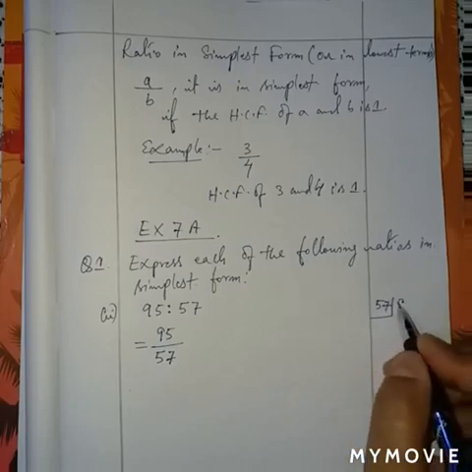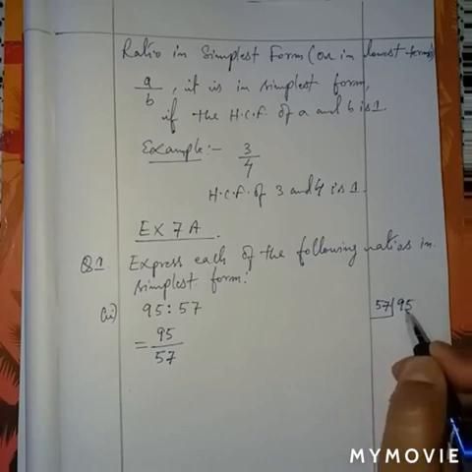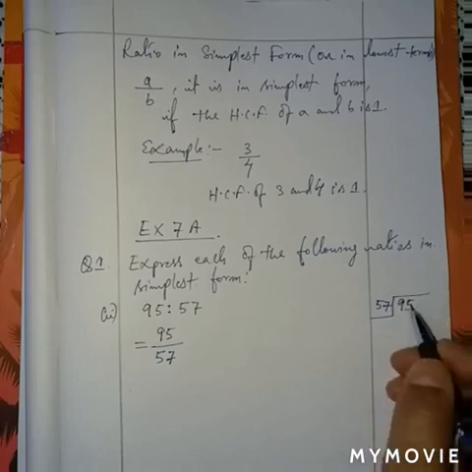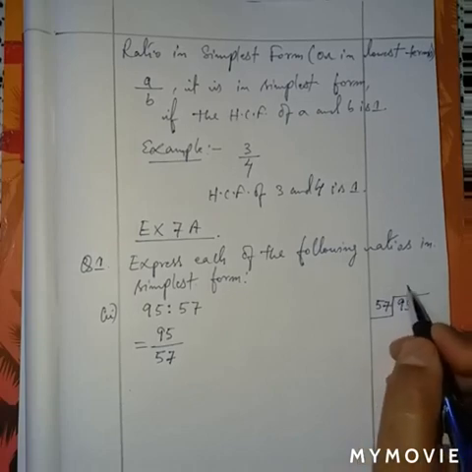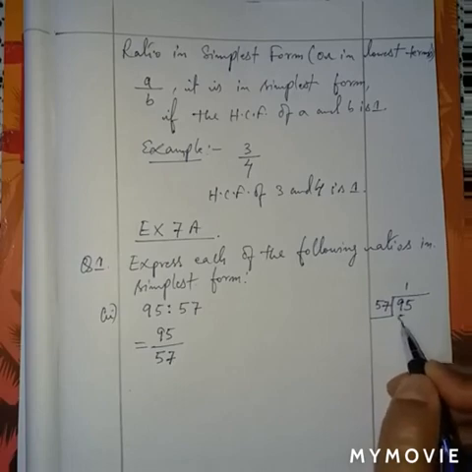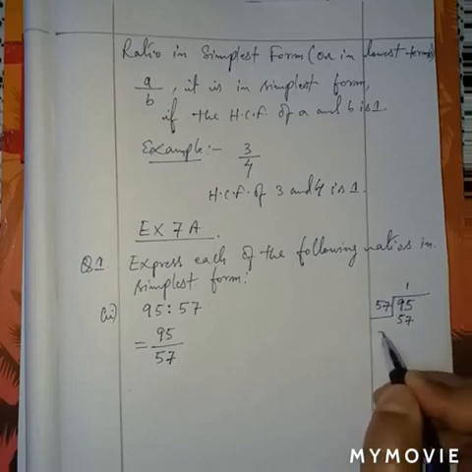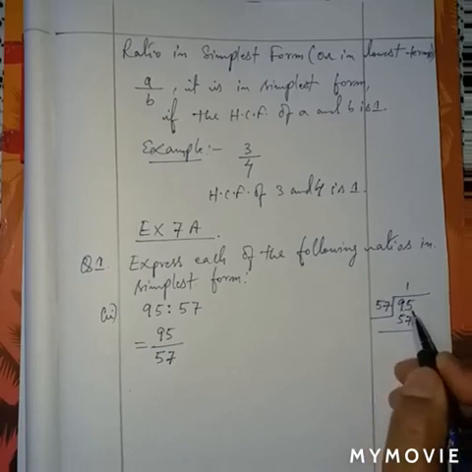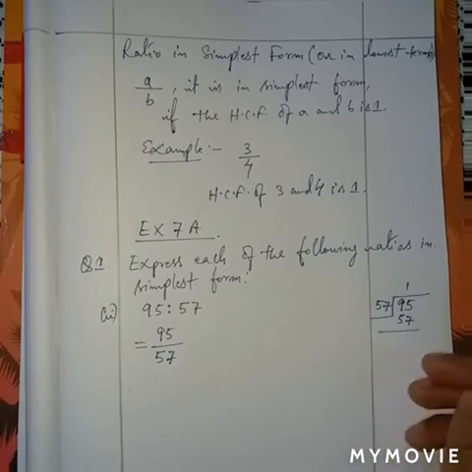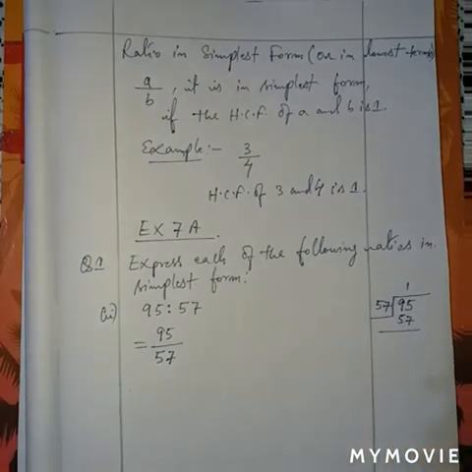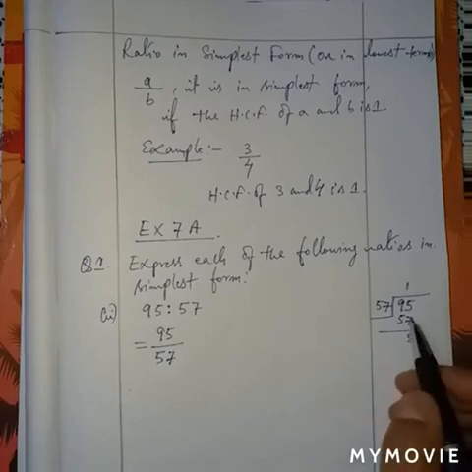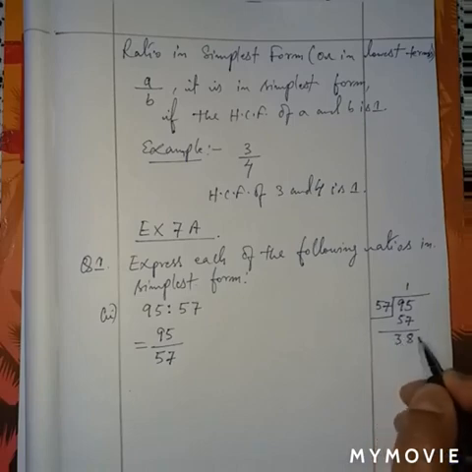HCF of 57 and 95 we are finding. So 57 one time, 57 here. 1 we are borrowing from here, 15 minus 7, 8, 9, 10, 11, 12, 13, 14, 15. So 8 will be here, and here 8 minus 5. 8 minus 5 is 3, 38.